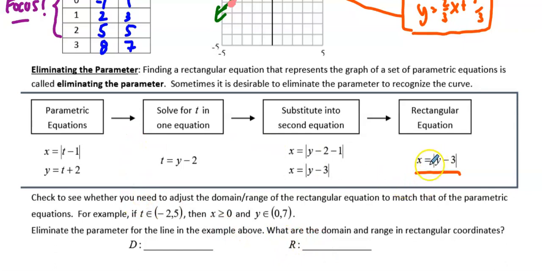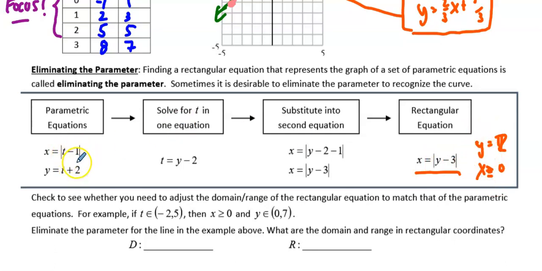Well, first thing is we can look at this. Y can be anything, right? Y can be anything in this equation. So y is all real numbers. X has to be either 0 or positive, so x has to be greater than or equal to 0. We know that because it's an absolute value. So this is our starting point for domain and range.